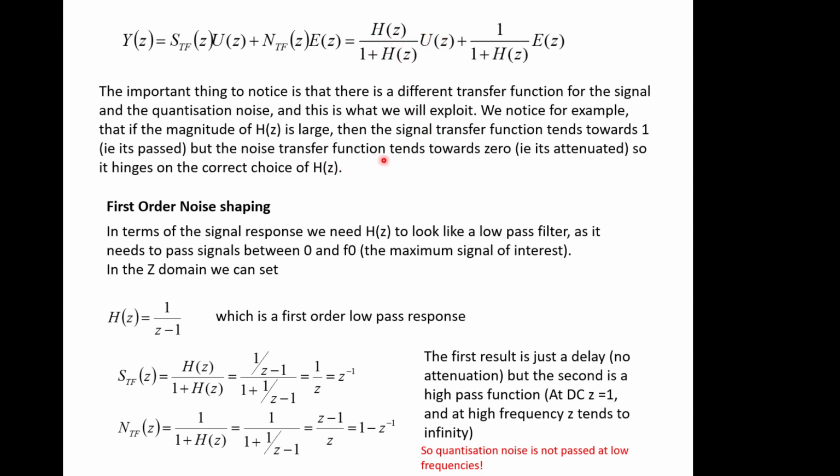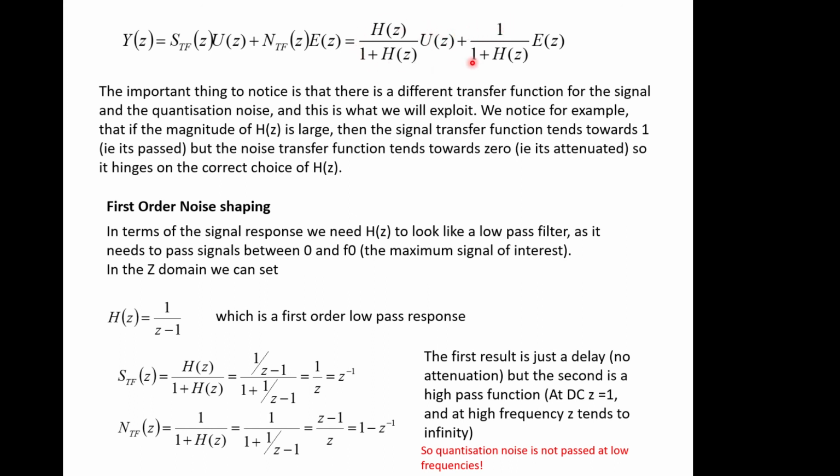But the noise transfer function then tends towards 0, so we've made hz large. So if we make this large here, then this tends towards 1 over a large number, which is small. So if we can make h of z do what we want it to, then this becomes dominant, and the signal is then dominant.